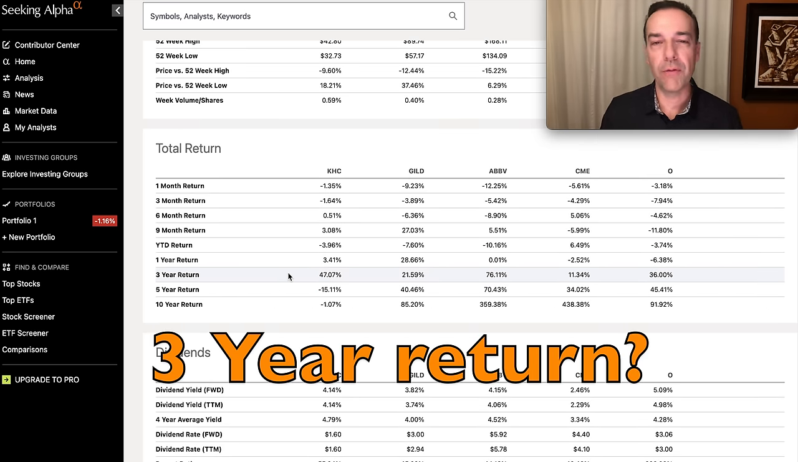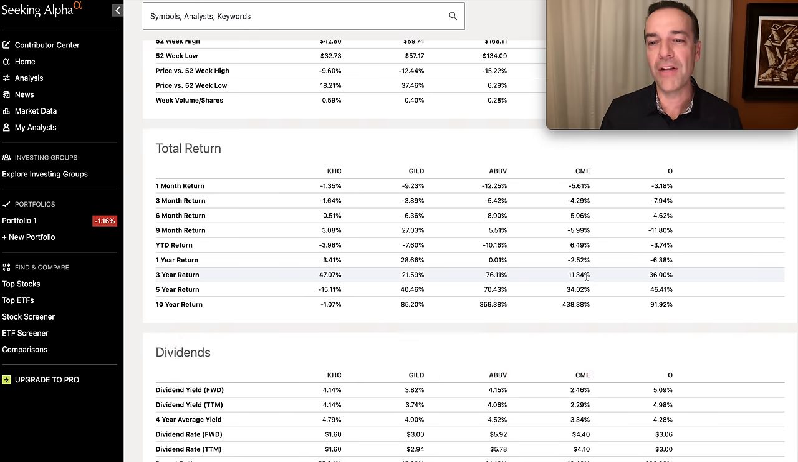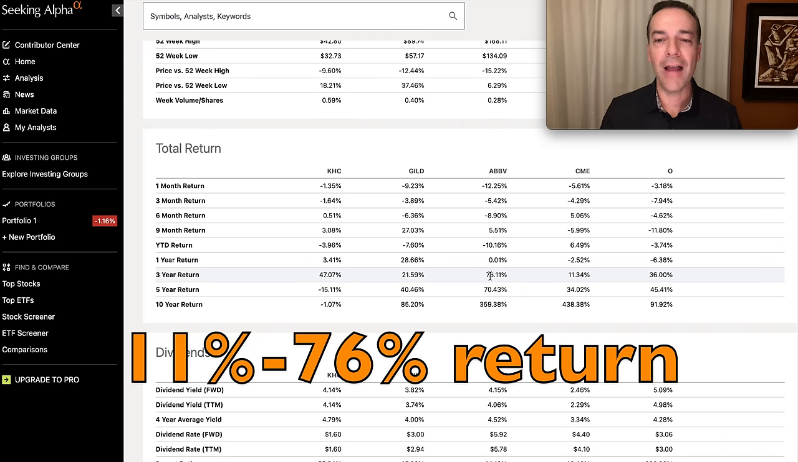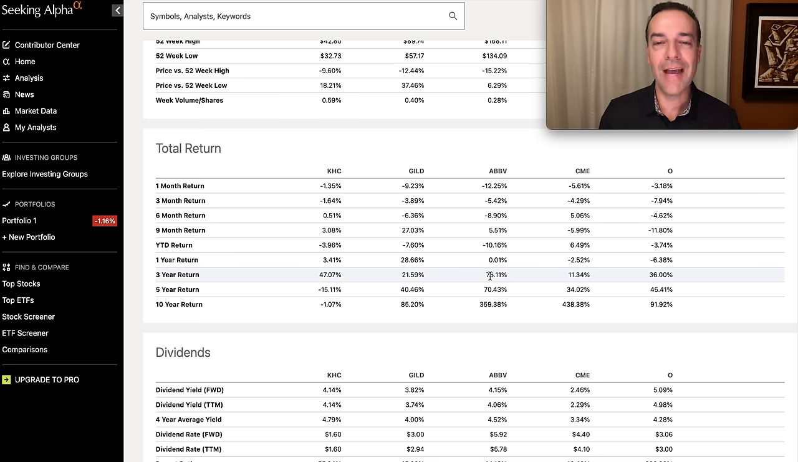Well, what about 3-year return? Notice here that our 3-year return ranges from 11% to a high of 76%. Now this is total return. This includes dividends and stock price appreciation. So notice that these are companies that have done well over the past 3 years, but they haven't done excessively well. In other words, you typically don't want to trade the option strategy in stocks that are going up really fast because you'd be better off just owning that stock outright.